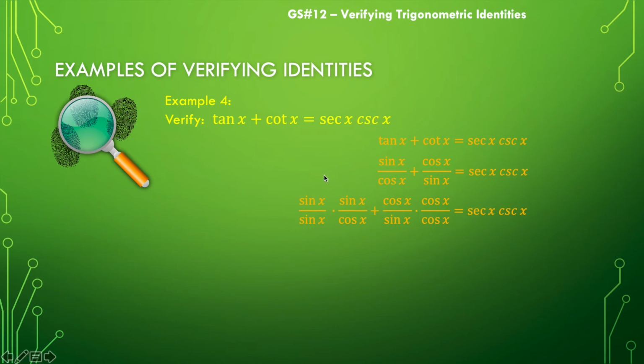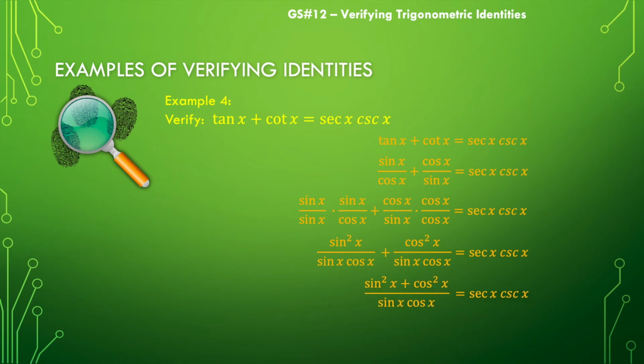Okay. Now let's go ahead and do the multiplication. So this first part will end up looking like sine squared of x over sine x cosine x. And then this part will look like cosine squared of x over sine x cosine x. I can go ahead and put those into a single fraction then. And oh my goodness, isn't sine squared of x plus cosine squared of x our big kahuna Pythagorean identity? Yeah, that's going to end up being 1 over sine x cosine x.